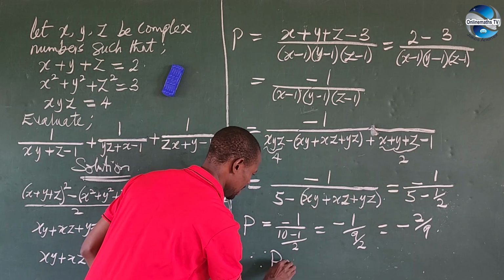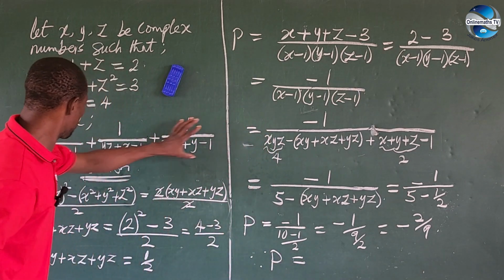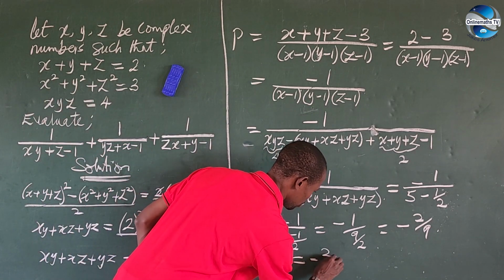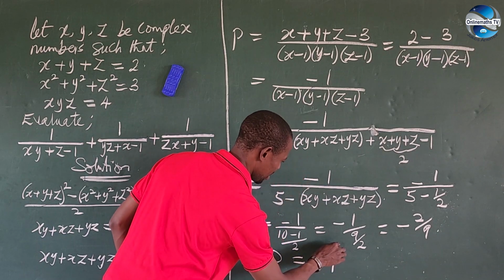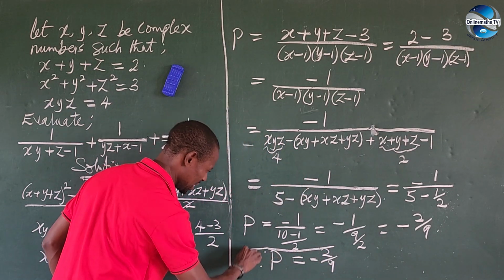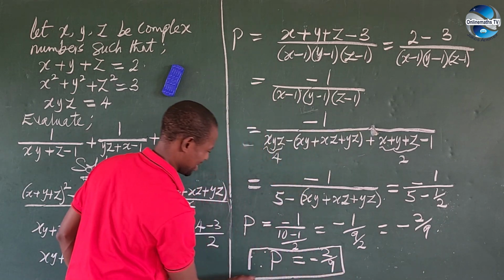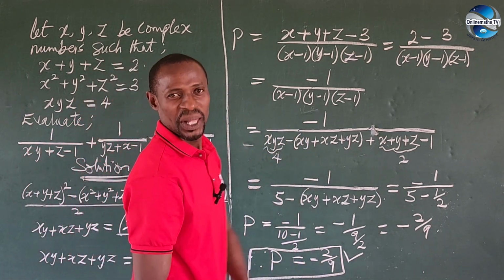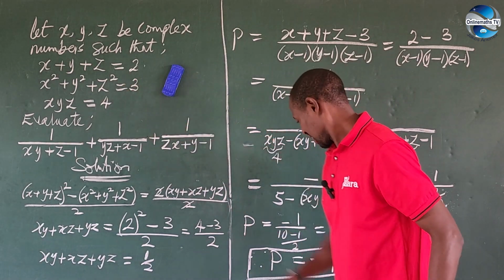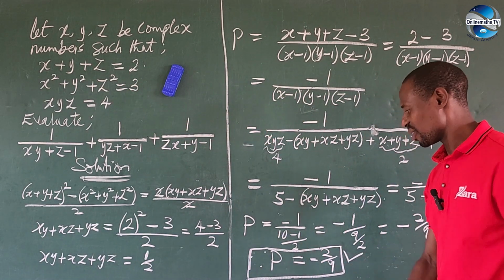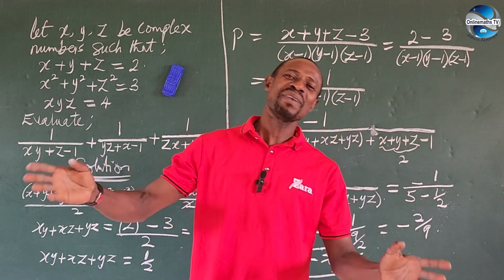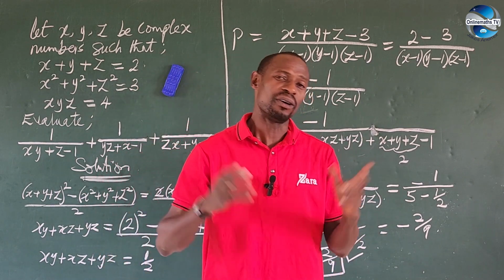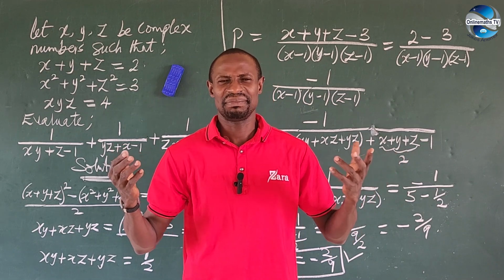So therefore, our P is equivalent to what we have here. What we are asked to evaluate is equal to minus 2 all over 9. Let me rule this out very well. So the expression here, given this, when evaluated, will give us minus 2 all over 9. So this marks the end of this simple or tough challenge, depending on your level of mathematics.